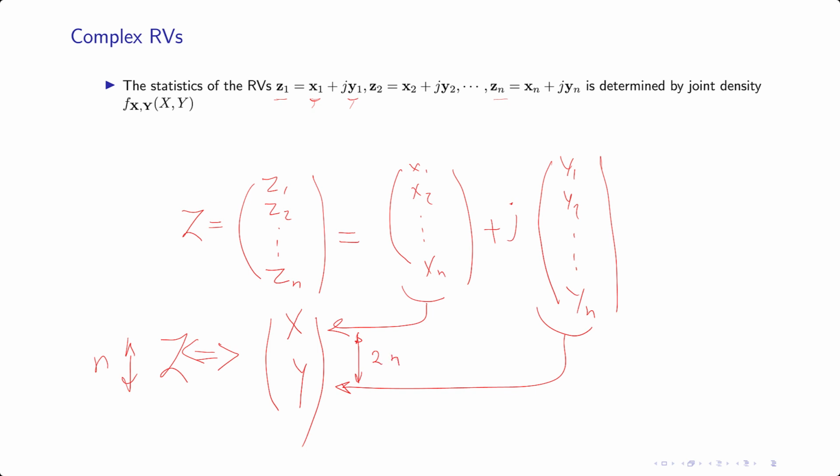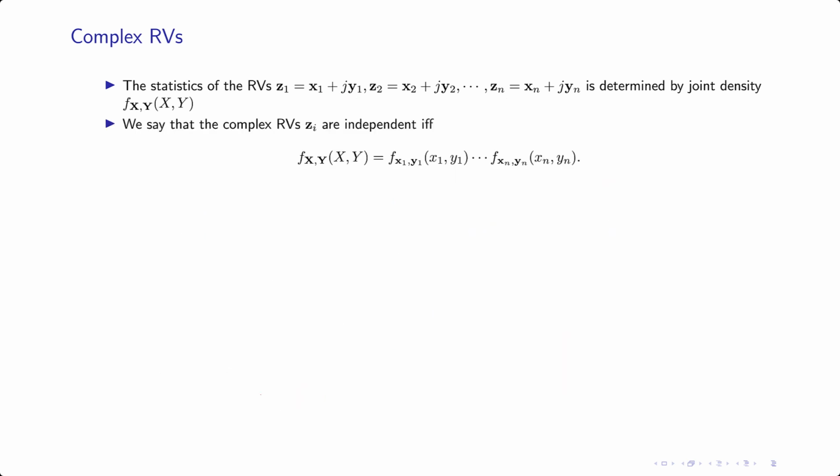So if you have the joint distribution of this vector with length 2n, you have the distribution of the complex random vector. So the joint distribution of these complex random variables is determined by the joint distribution of the random vector x and random vector y, which is like a vector of size 2n.